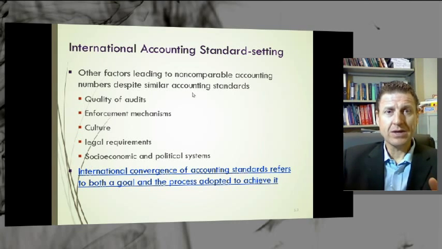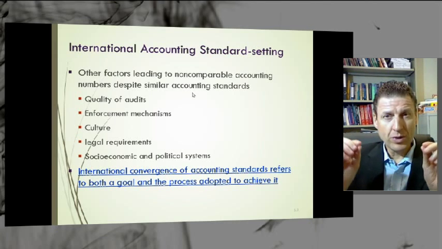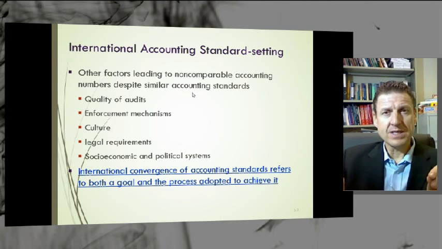And also the legal requirements. Legal requirements are impacting on differences, whether you can be sued or can sue, whether you go to court or are fined or imprisoned for actually breaking some accounting law. Socio-economic and political systems. And I mentioned in Chapter 2, again, this is a reminder, code law, common law, different approaches, or more specifically different roles of the state in how companies follow accounting standards.